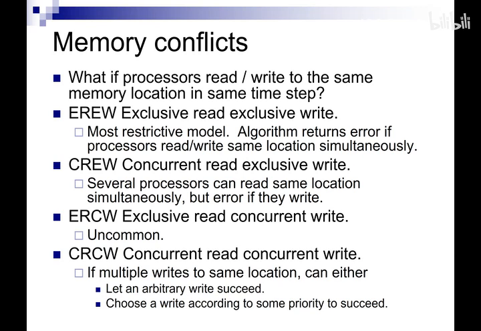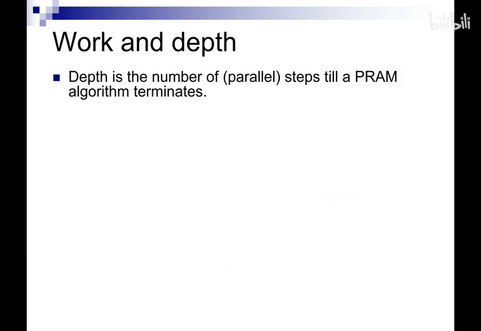And we'll be using different ones of these CRCW models in some of our algorithms. When we use the CRCW model, we have to specify which type of arbitration we're going to use, whether we're letting arbitrary writes succeed or based on some priority or something. So this is how we deal with memory conflicts.